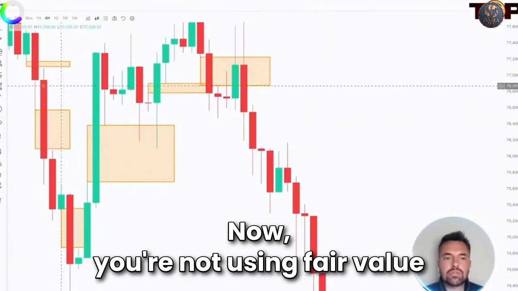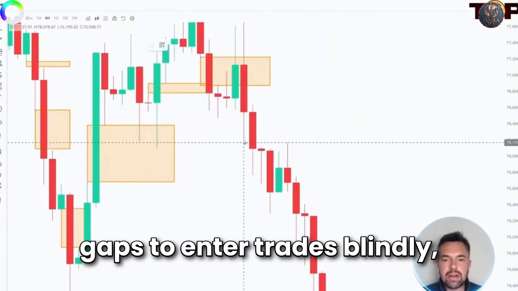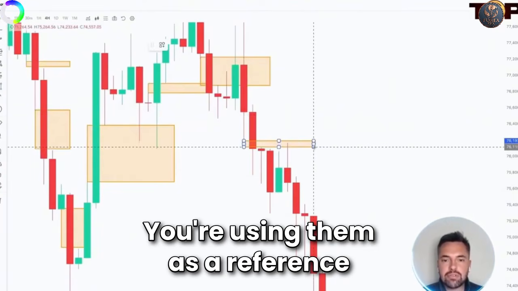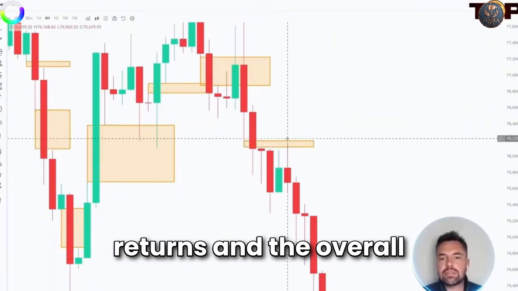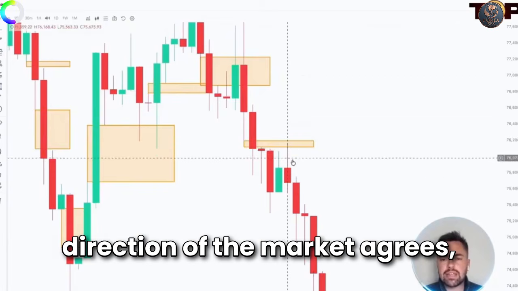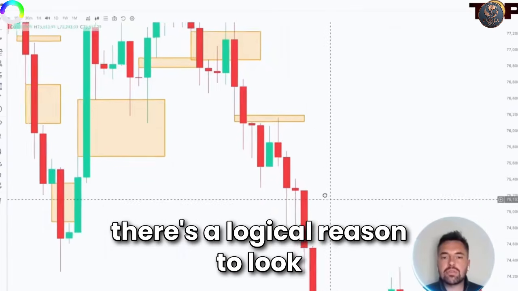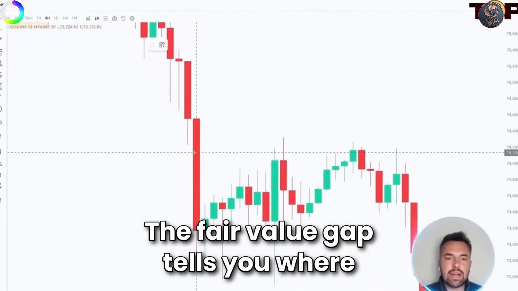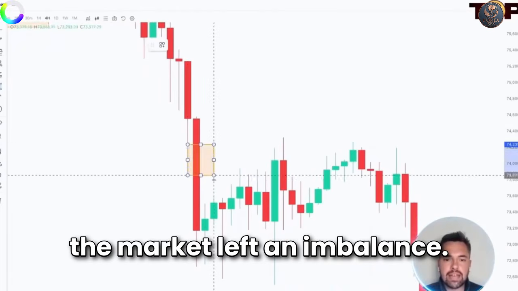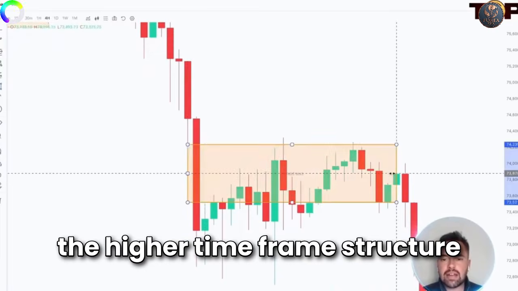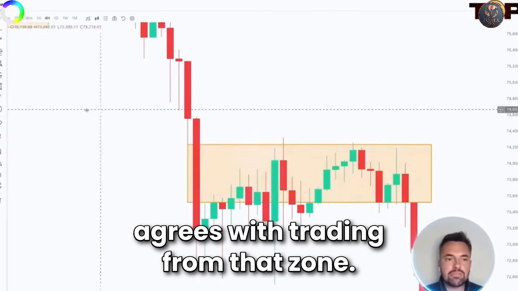Now, you're not using fair value gaps to enter trades blindly. You're using them as a reference point, a zone where if price returns and the overall direction of the market agrees, there's a logical reason to look for an entry. The fair value gap tells you where the market left an imbalance. Your job is to check whether the higher time frame structure agrees with trading from that zone.